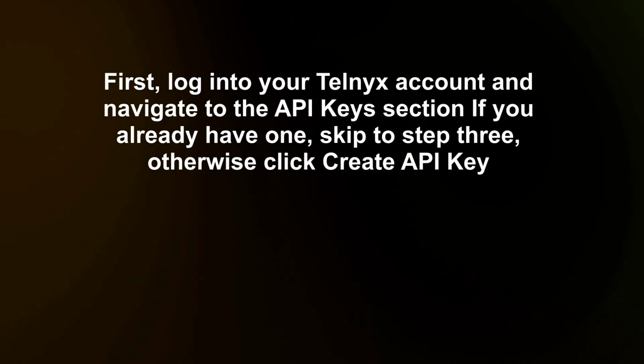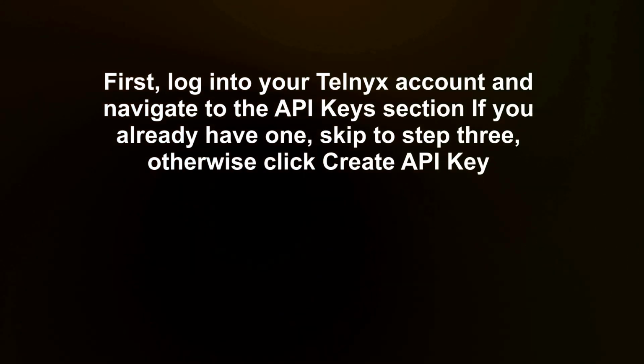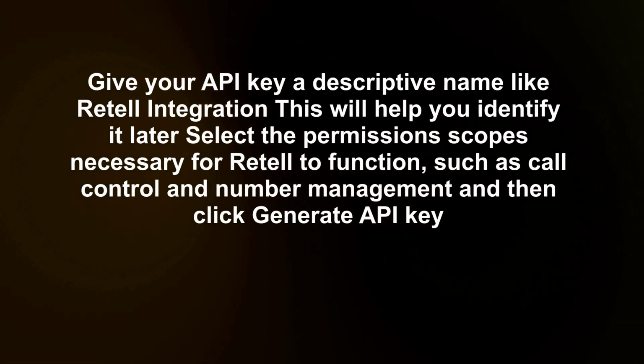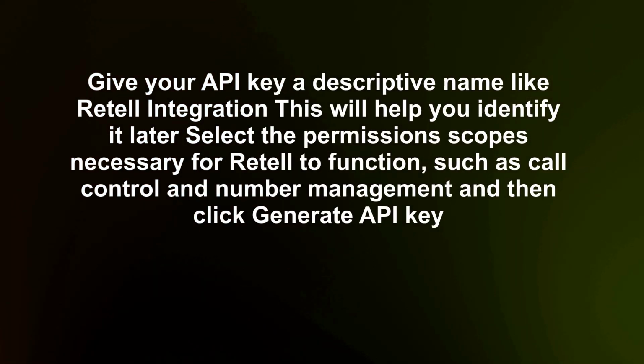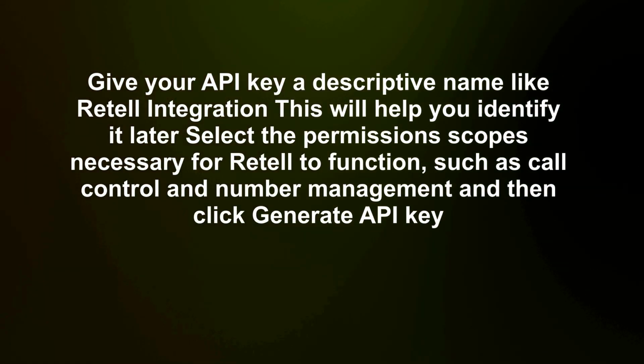If you already have one, skip to step 3. Otherwise, click Create API Key. Give your API key a descriptive name like Retell Integration. This will help you identify it later.